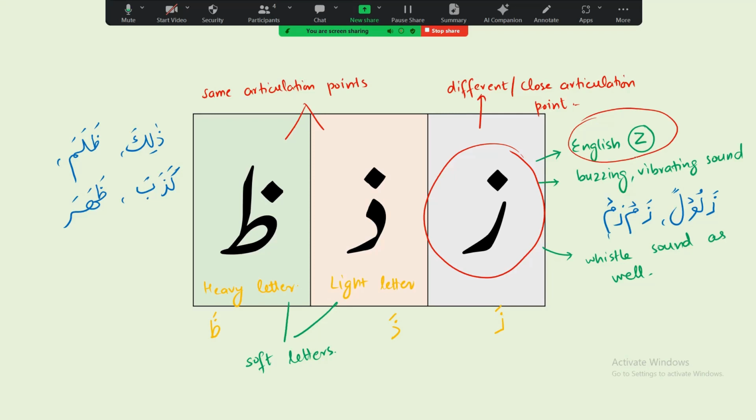Okay, let's move on to the next two alphabets. Write this pair here.